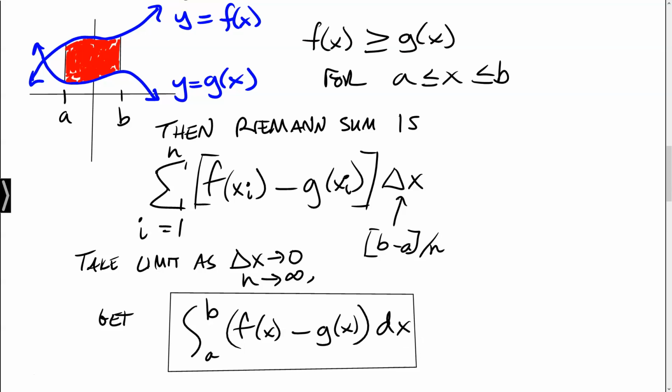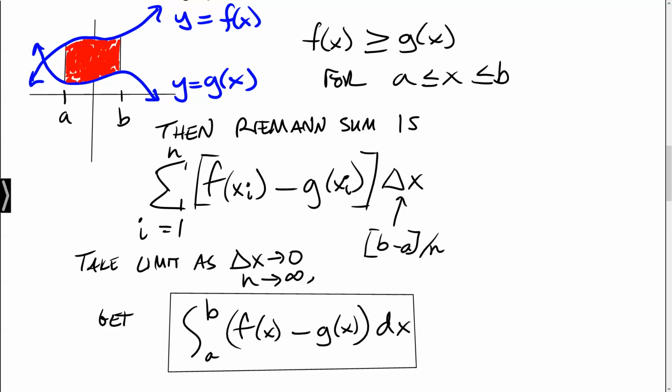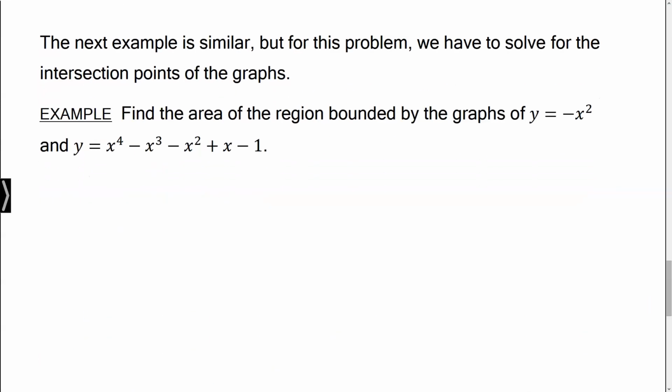Okay, so let's look at one more example to wrap up here, and this one has a little bit of a twist to it. It's still just between two curves, but it's slightly different. So let's look at that one. So this one says, find the area of the region bounded by these graphs, y equals negative x squared and y equals x to the fourth minus x cubed minus x squared plus x minus 1.